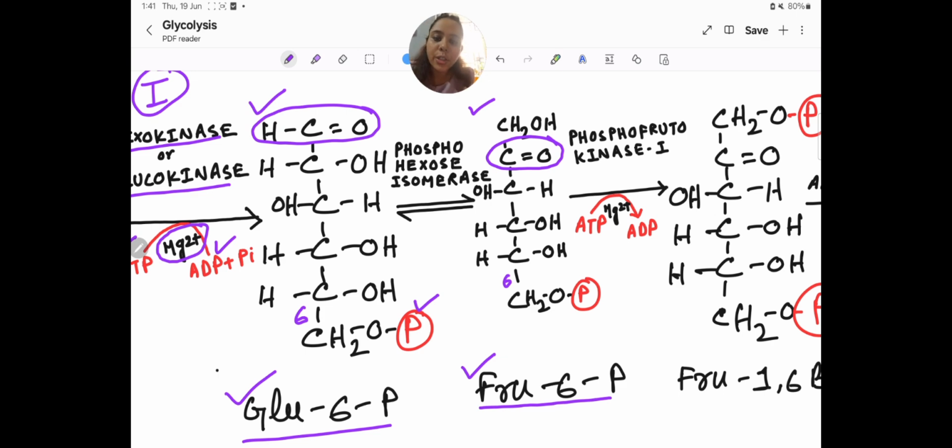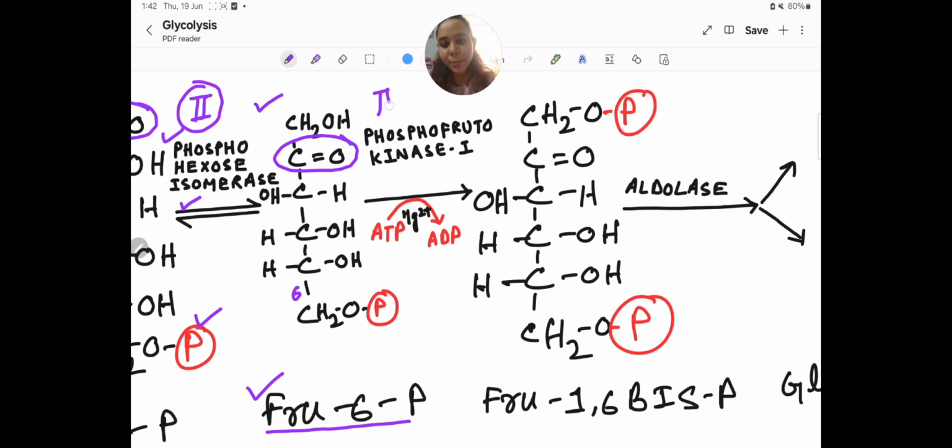We all know that glucose and fructose are isomers of each other. That is why this step is known as isomerization, and that is why there is a reversible arrow: from fructose 6-phosphate it can change to glucose 6-phosphate, and glucose 6-phosphate can change to fructose 6-phosphate, and the name of the enzyme is phosphohexose isomerase. Phospho because a phosphate group is attached, hexose because it's a 6 carbon compound, and this is an isomerization, so the enzyme is named phosphohexose isomerase. It's very easy.